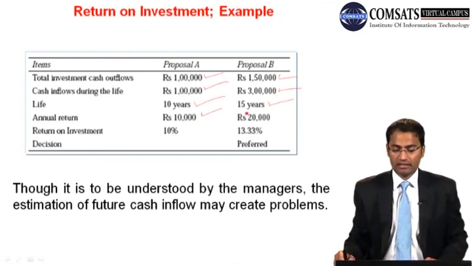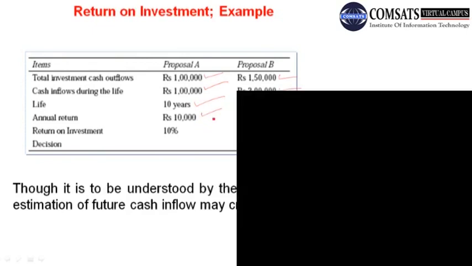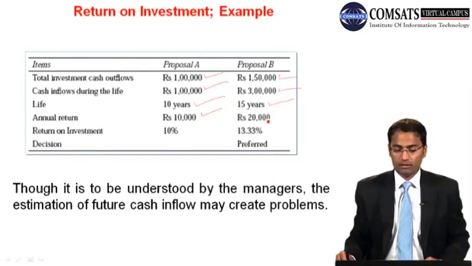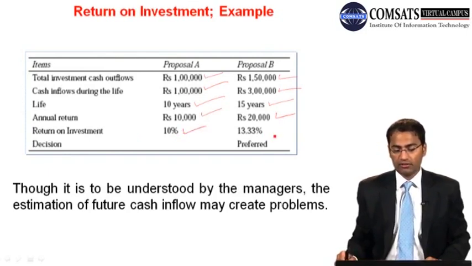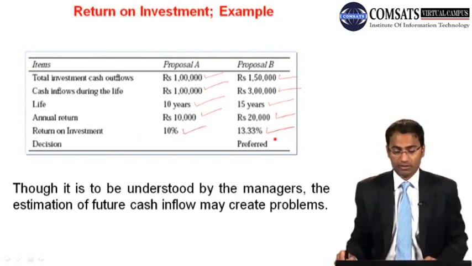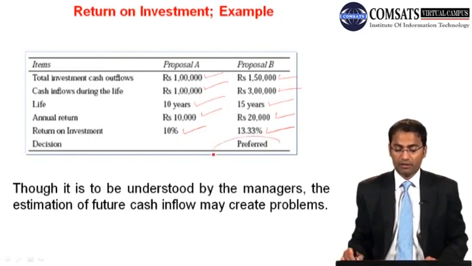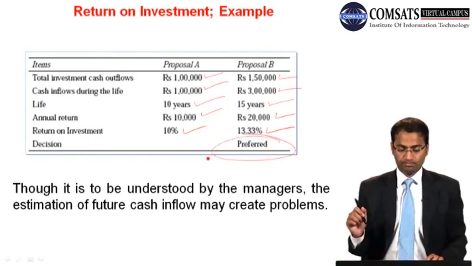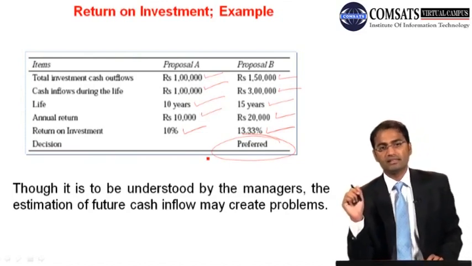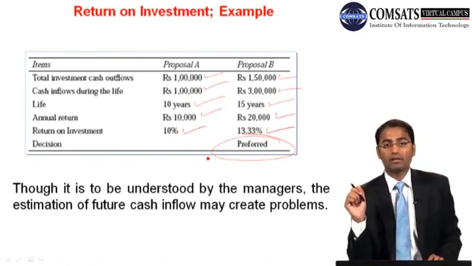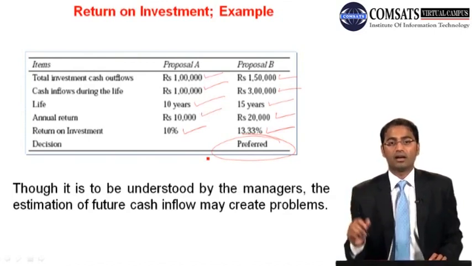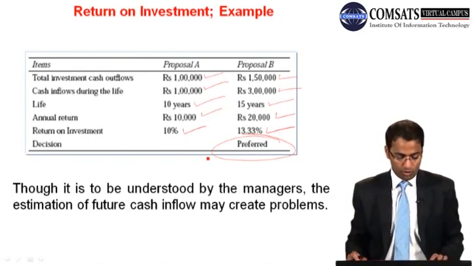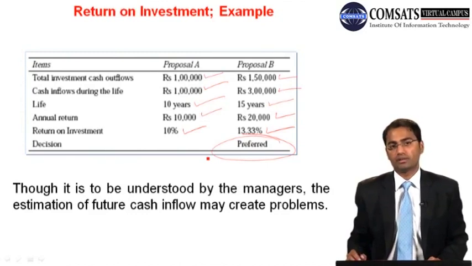That is 10,000, whereas for proposal B, that is 20,000. So return on investment is 10% and return on investment is 13.33%. So the decision is alternative B is preferable. Okay, so this example shows how to use another parameter, and that is return on investment. If you have more return on investment, then you choose that alternative.